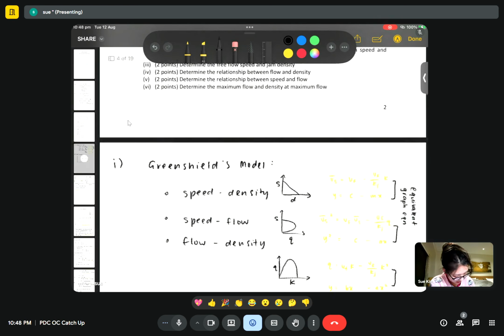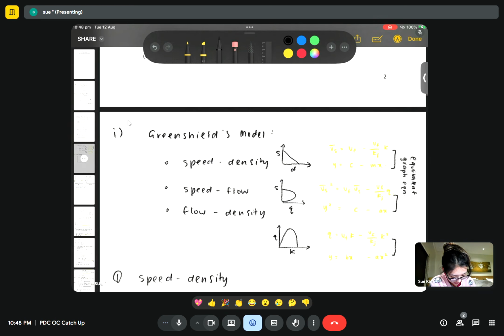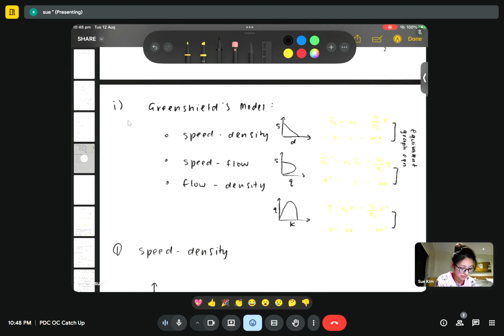So firstly, sketch the relationship between different elements of traffic flow theory. What that means is the different elements of traffic flow theory, that's speed, density, and flow. So they want us to sketch these 3 graphs basically. We've got the speed density graph, which is a line with negative gradient, the speed flow graph, which is like a sideways parabola, and then the flow density graph, which is like an upside down parabola.